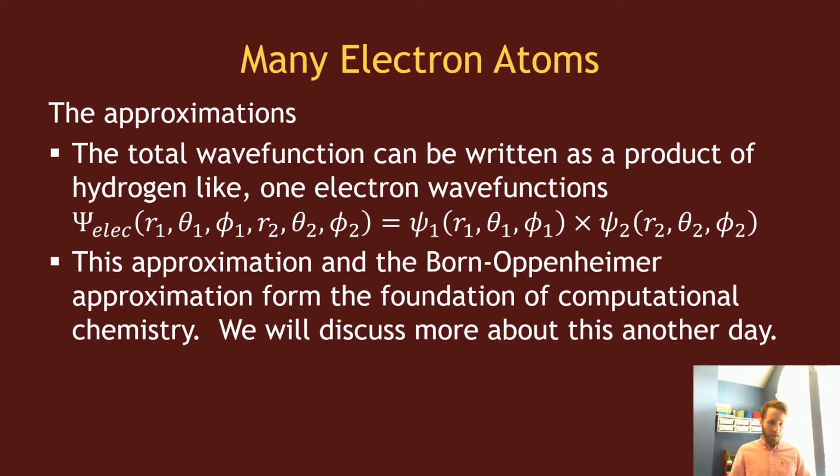Again, I can't actually separate variables without making some kind of approximation, and we're basically just going to make that approximation. The Hamiltonian can't be separated, but I'm going to say the wave function can be separated into single-electron wave functions. This total wave function is separated into a wave function for electron 1 and a wave function for electron 2.